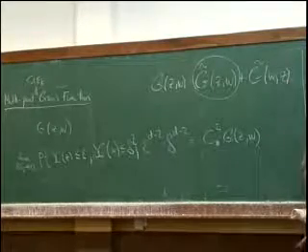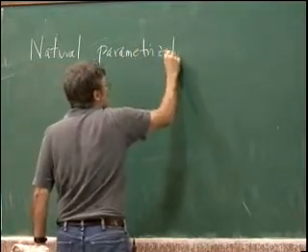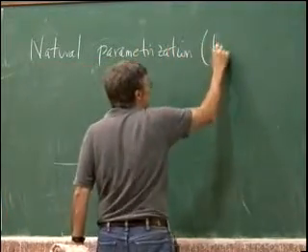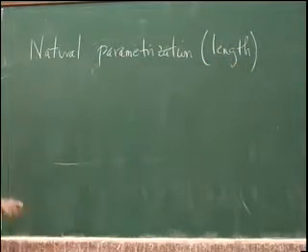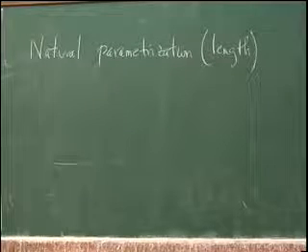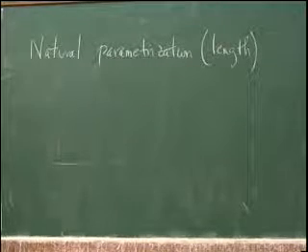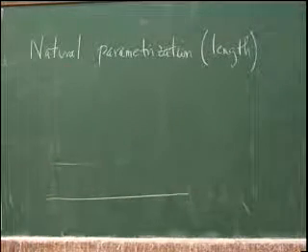So, natural parameterization, or sometimes called natural length, either one. I think parameterization is a more natural word, but length takes fewer letters to write. And length is pretty natural too, actually.